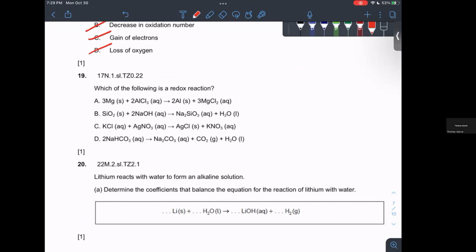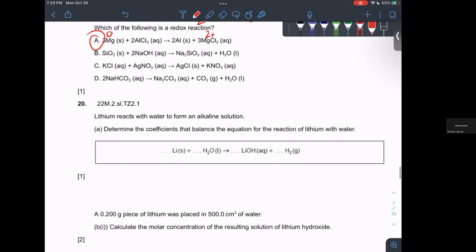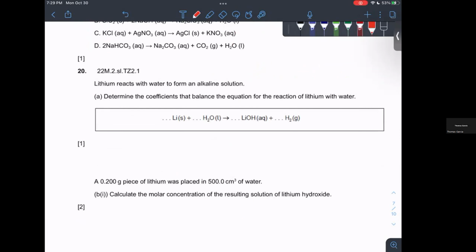Which of the following is a redox reaction? Well, let's just check for a redox being a change in oxidation state. So we'll go ahead. Mg starts with an oxidation state of 0. In the reactant side, oh, it has an oxidation state of 2 plus. That is a change in oxidation state. Well, it's got to be A already. Don't even have to go further. All right, that was paper 1. Moving on to paper 2.